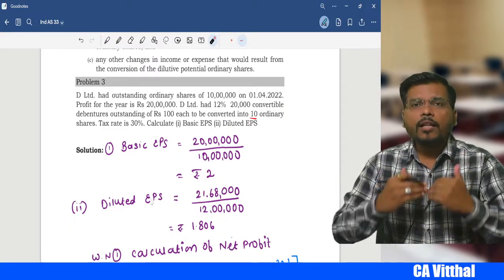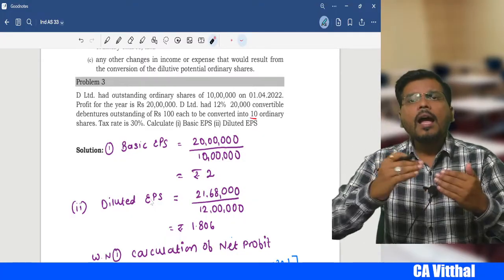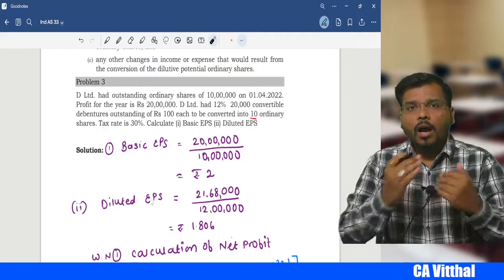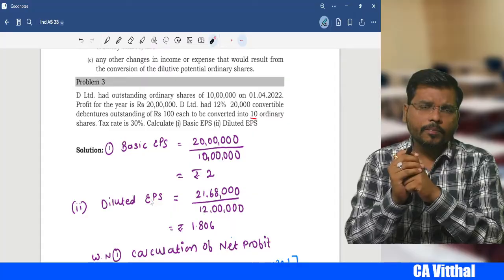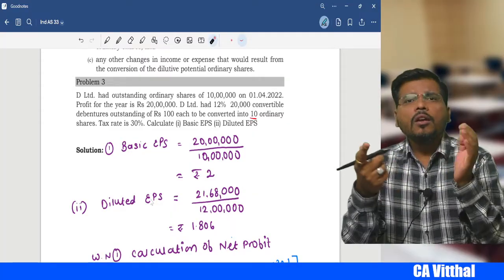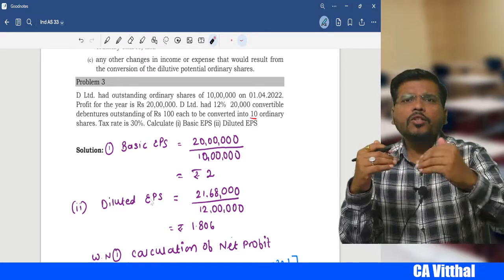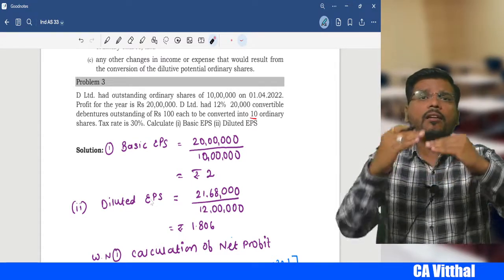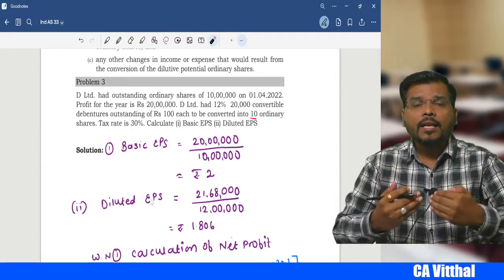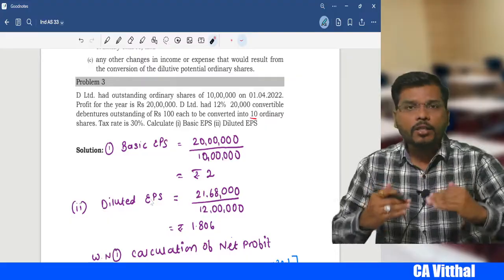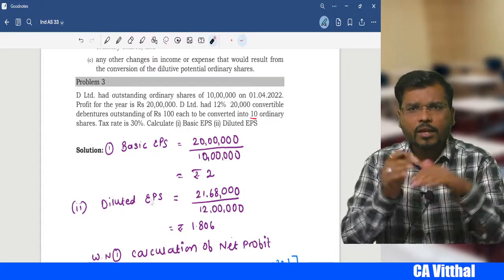Now how to calculate diluted EPS? Whenever we need to calculate diluted EPS, we have to adjust our numerator as well as our denominator. How to adjust? Let's focus. My dear student, when we issue a debenture, we need to pay the interest to the debenture holders. When we pay the interest, what will happen to our profit? Our profit will reduce because interest is an expense, and if our profit reduces, we have to pay less tax, correct?